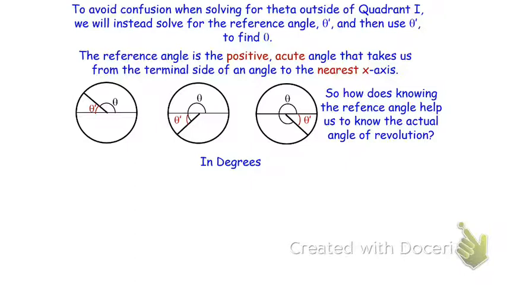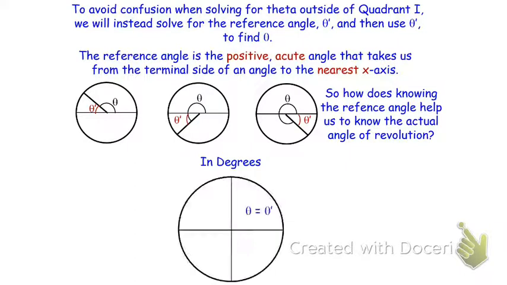Now if you actually know theta prime and you want to find the angles, here's how you do it. In quadrant 1, theta is theta prime. The angle is acute and positive. In quadrant 2, if you know the reference angle theta prime, then the actual angle of revolution is 180 minus theta prime. Down here in quadrant 3, it's 180 plus theta prime because you're more than 180. And over here, you're short of 360. So 360 minus that theta prime. The theta prime tells you how much either short or further than that nearest x-axis you are.